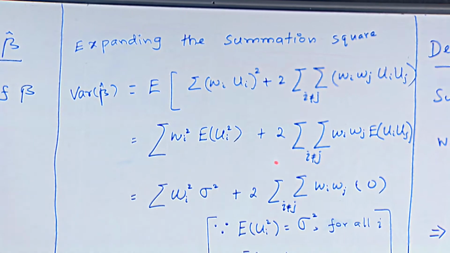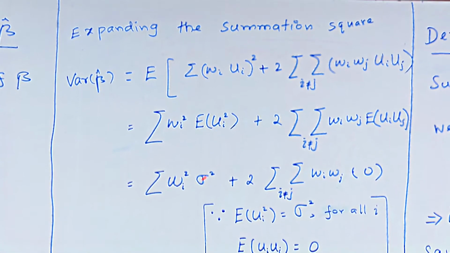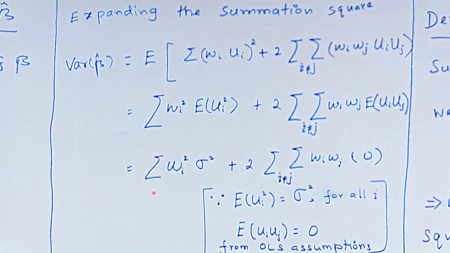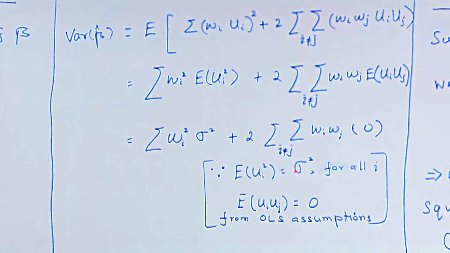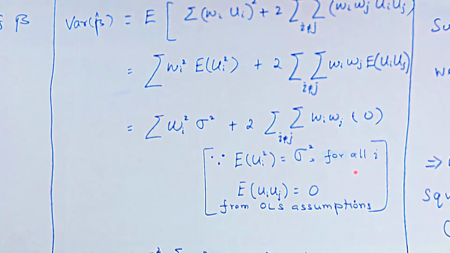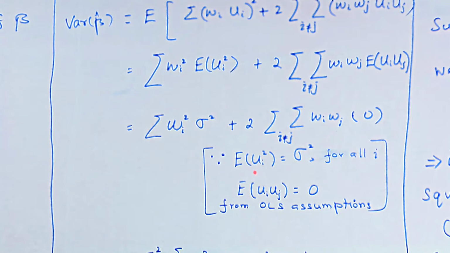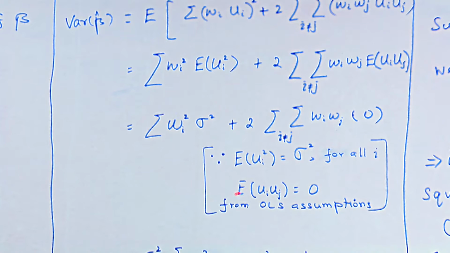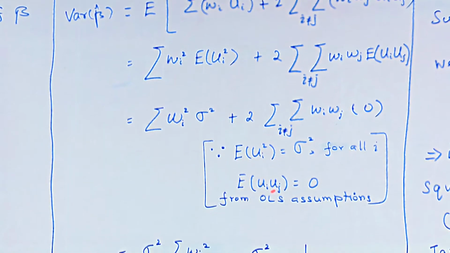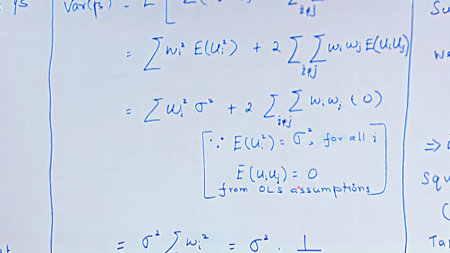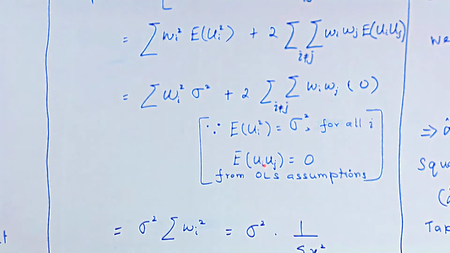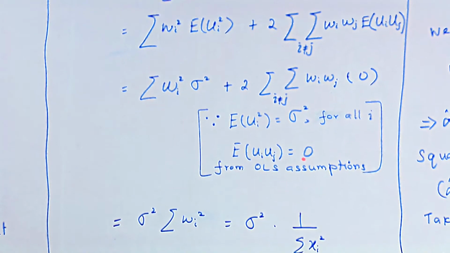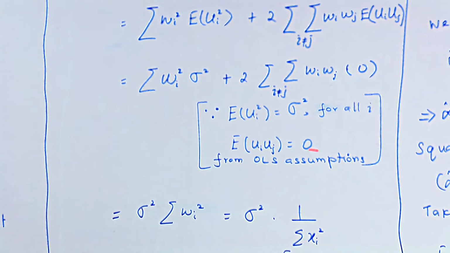Now we apply what is assumed in our OLS assumptions. We already know expectation of ui square is equal to sigma square for all i. This is the assumption called the homoscedasticity assumption. Again, expectation of ui uj is equal to 0 for all i not equal to j. This assumption is called the no autocorrelation assumption.